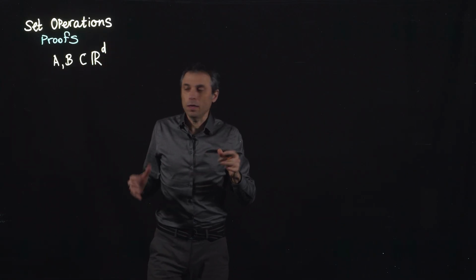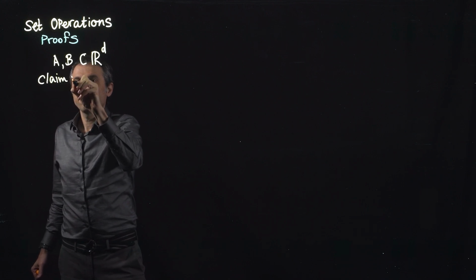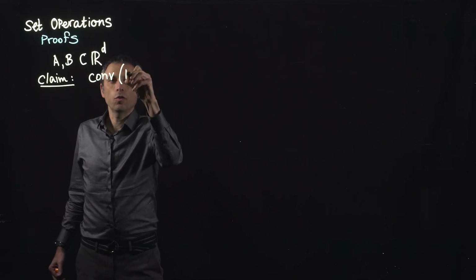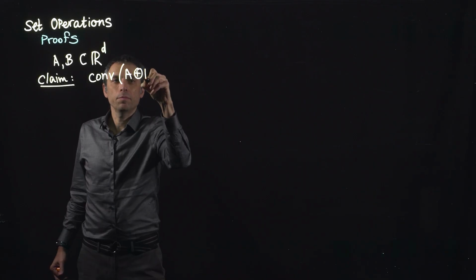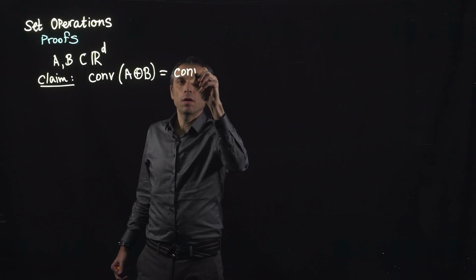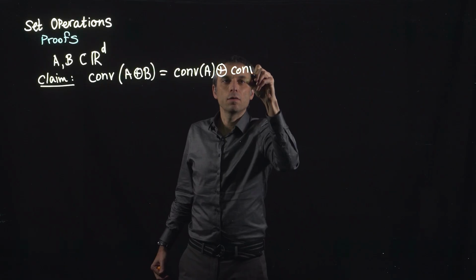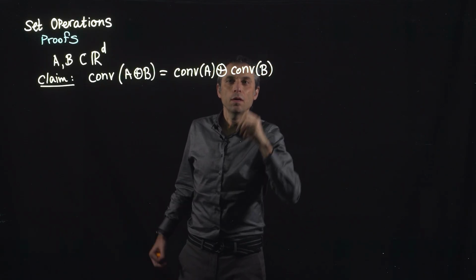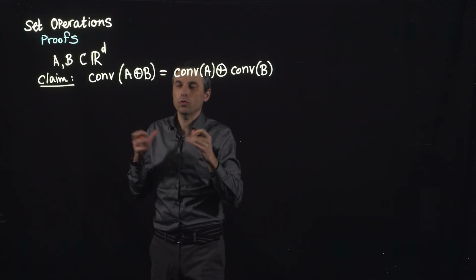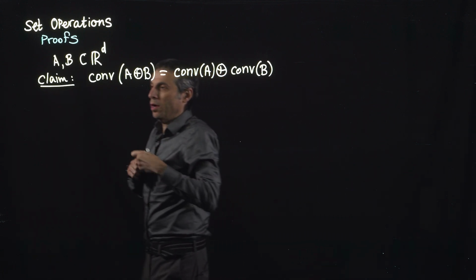And I made a claim, and let's write it down. Claim: the convex hull of the Minkowski sum of A plus B is equal to the convex hull of A plus the convex hull of B, meaning that the convex hull and the Minkowski sum are exchangeable. It doesn't matter which you do first. So we want to prove this claim.